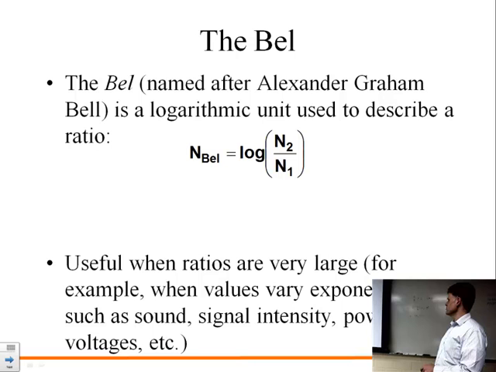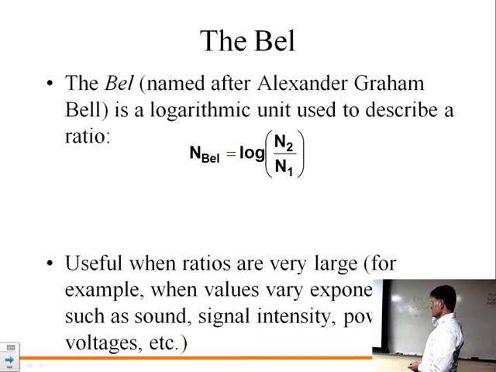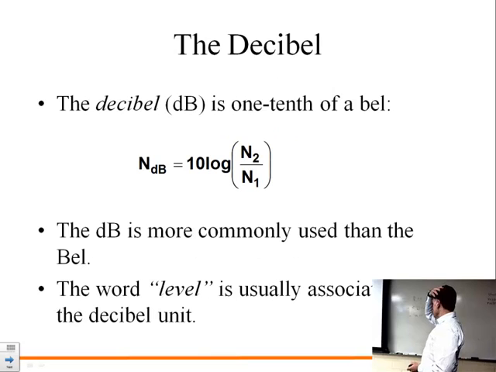So this is useful if these ratios tend to be very large. They could also be voltages, they could be power, they could be amps. Taking the log sort of tames that because the log function increases very slowly. So it's useful to express these in a logarithmic scale.